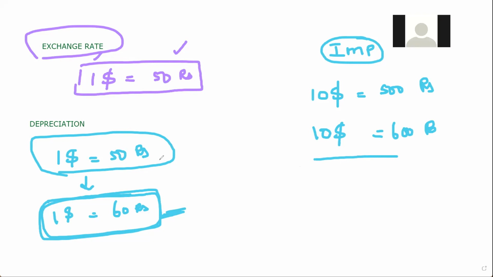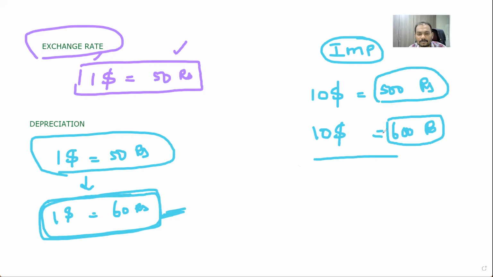Got it, sir. Now tell me, suppose you're importing, how much were you paying earlier? 500. Now how much do you have to pay? 600. Is import becoming expensive or cheaper? Expensive. When imports become expensive, will people reduce imports or increase imports? Reduce imports. By reducing imports, can we correct that disequilibrium? Yes. I told you, reduce imports, increase exports. You can correct the disequilibrium, yes or no?